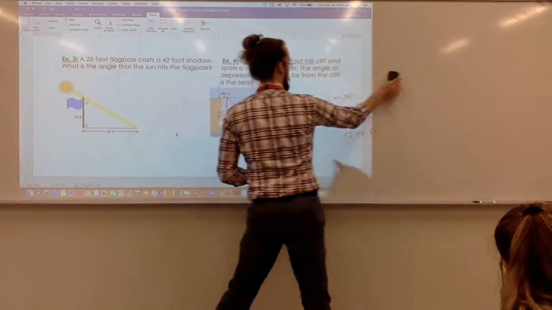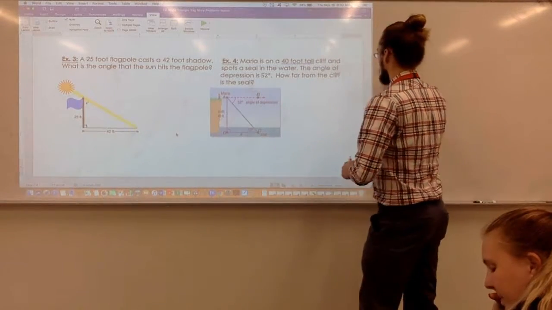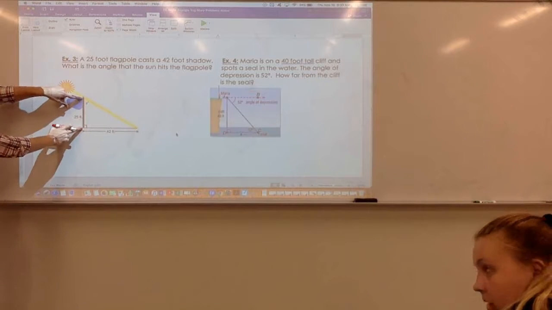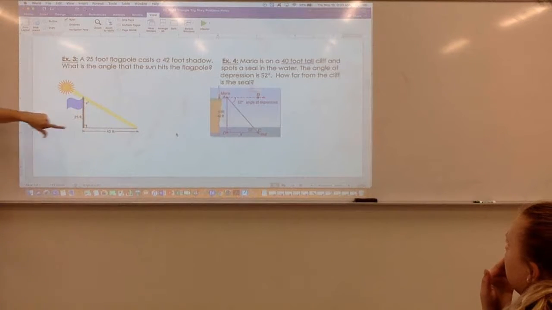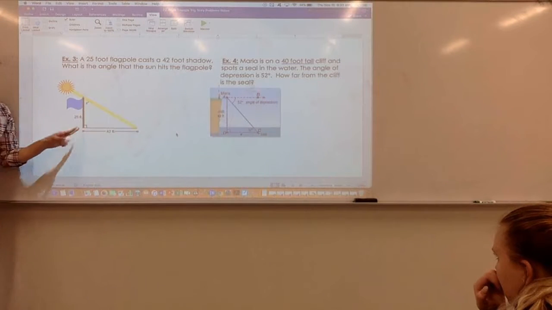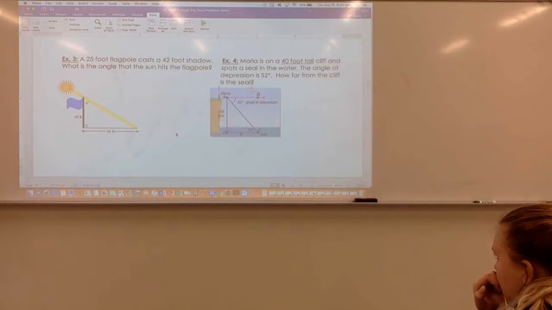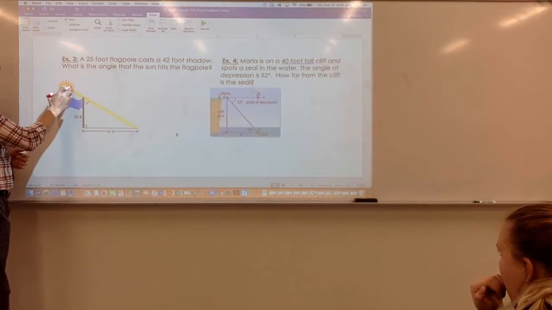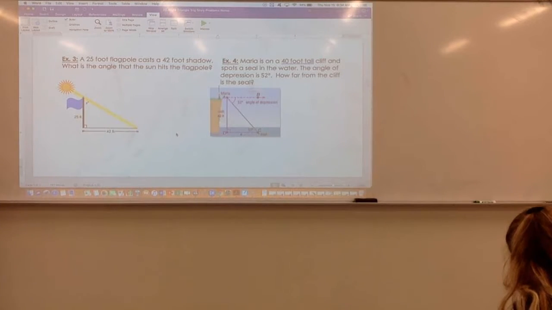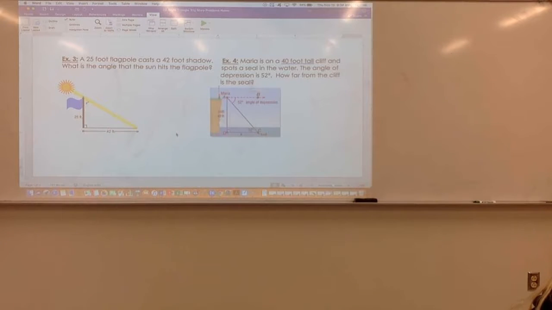Alright, on this one, we are told a 25-foot flagpole. So our flagpole here, straight up and down, is 25 feet, casts a 42-foot shadow. So that is on the bottom here, on the ground. My goal is to figure out the angle that the sun hits the flagpole. So they labeled that for us, right? If the sun's coming down and hitting the top of the flagpole, this would be the angle that I'm trying to find. What do I do first?